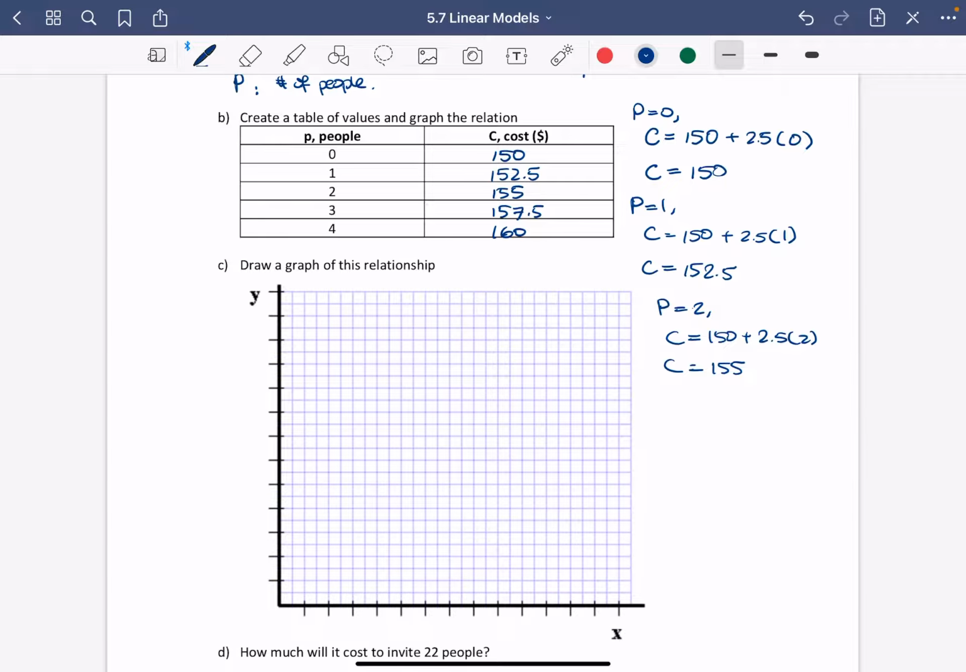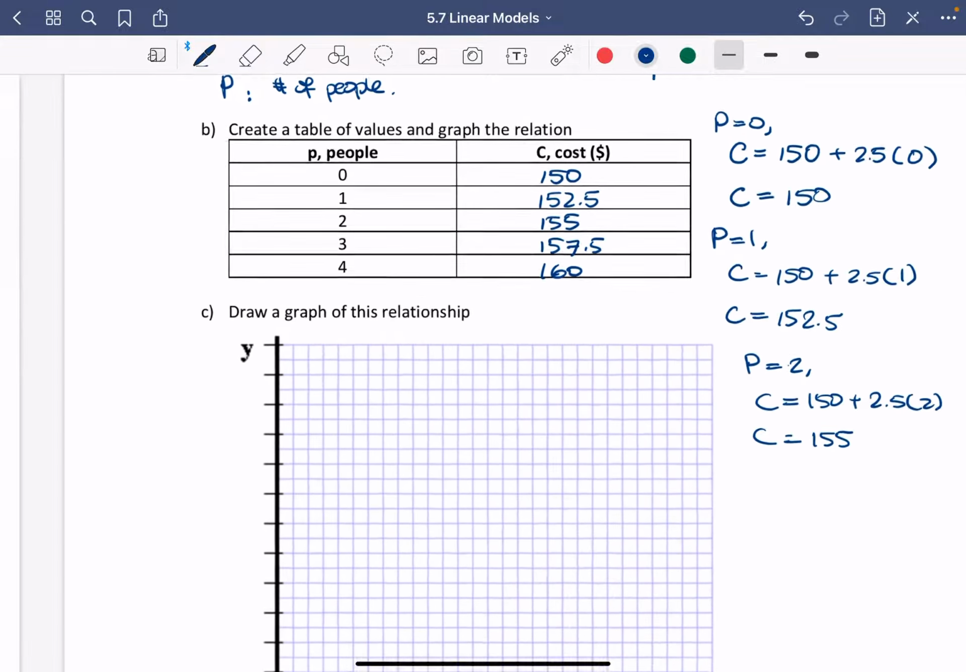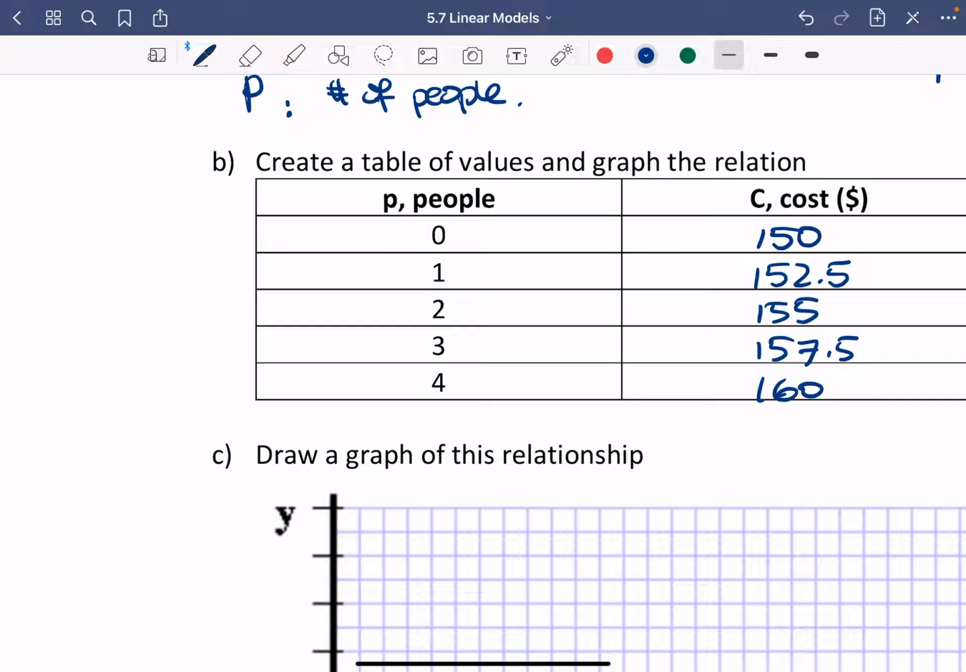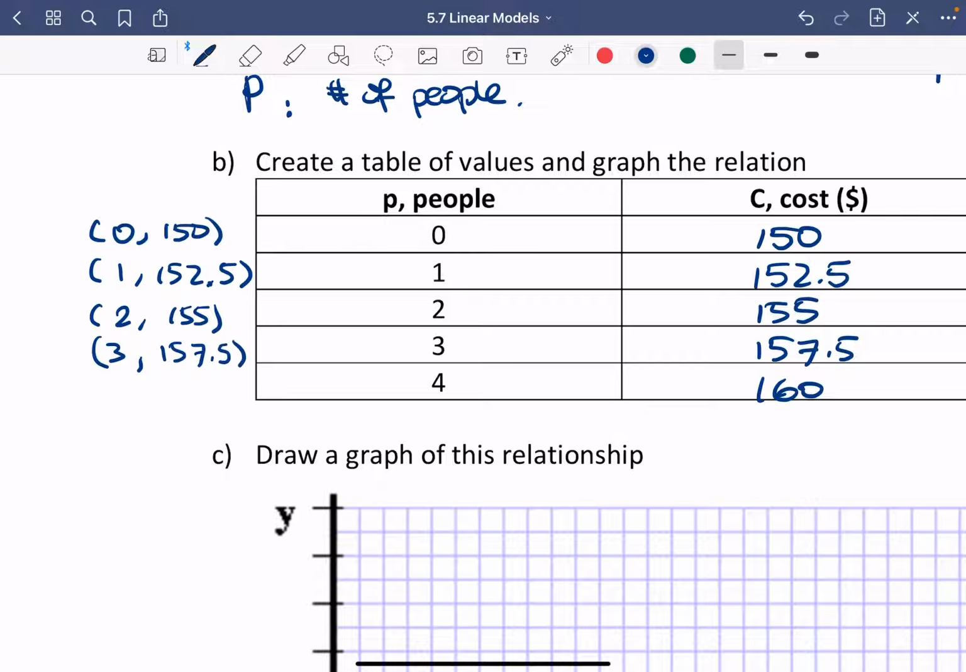Okay, so now we're going to graph this relation. The ordered pairs for each row are 0, 150; 1, 152.5; and then 2, 155; 3, 157.5; and then 4, 160.